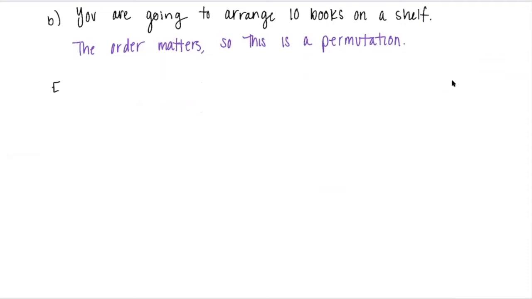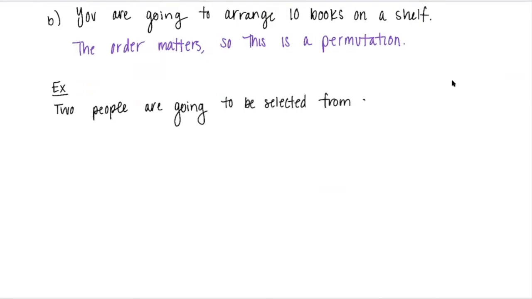And so we're going to start with an example we can actually visualize and then try to build that formula or see how the formula corresponds to it. So we're told two people are going to be selected from a club of 4 to form a committee. How many different ways can a committee be formed?